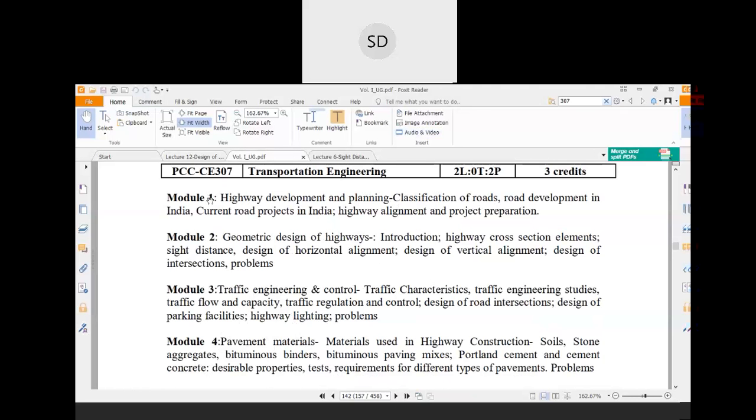Is the syllabus visible? Let us discuss the syllabus. The syllabus is visible for your subject. Can you see the syllabus?